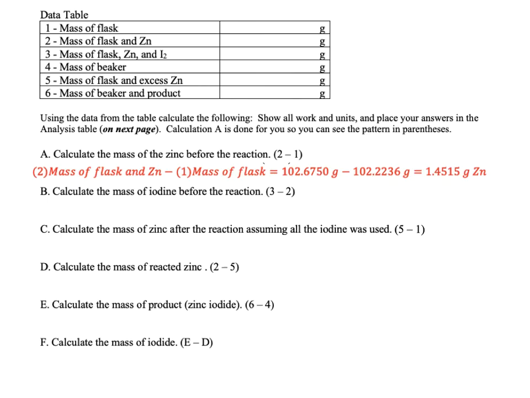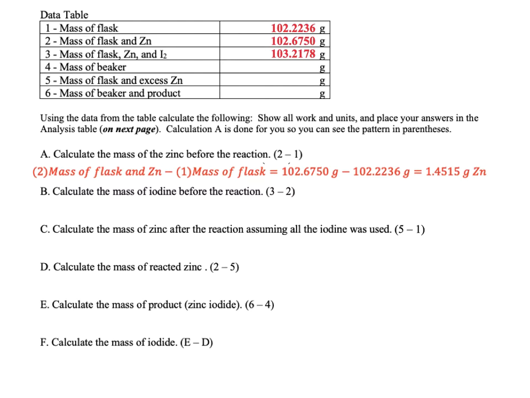As you watch the video, the first thing the instructor did was mass the flask, which comes out to 100.2236 grams. Then they added the zinc to the flask, and the mass was 102.6750 grams. Then they added the iodine to the flask, and it was 103.2178 grams. They then added the methanol, mixed it up, the two reacted, and they got their product.